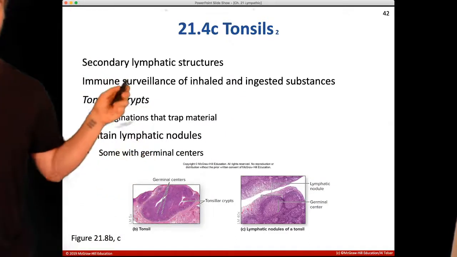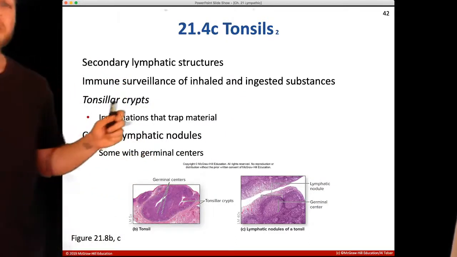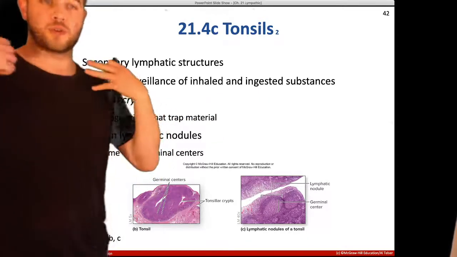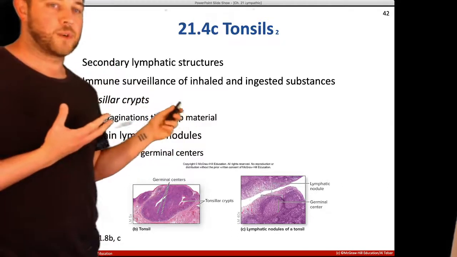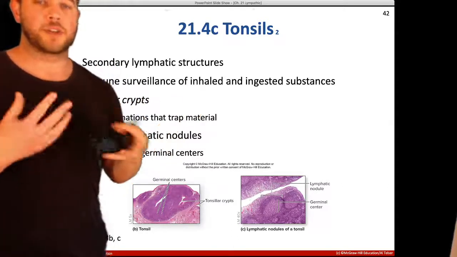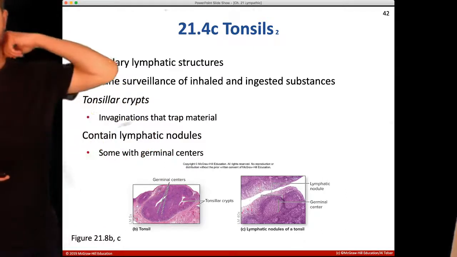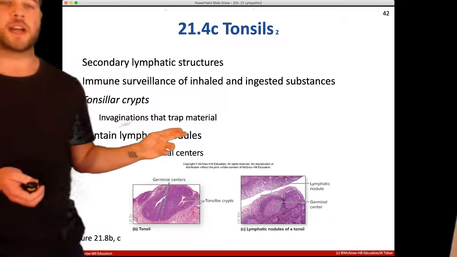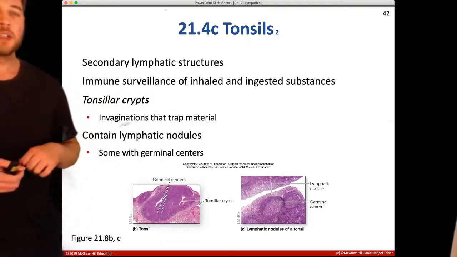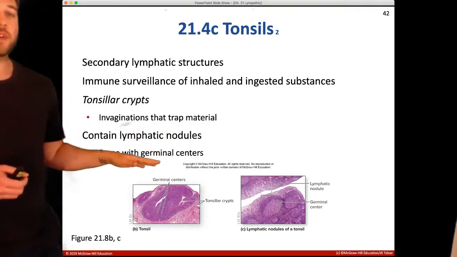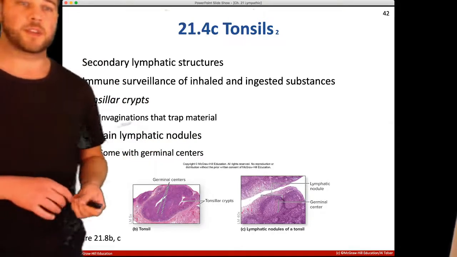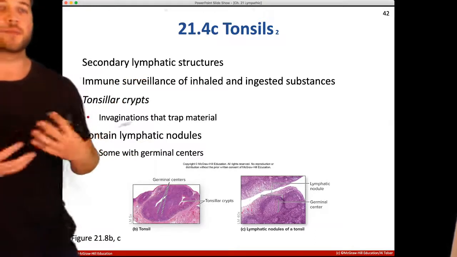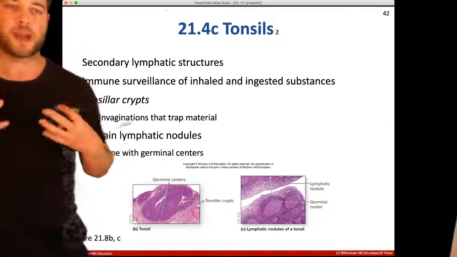These are secondary lymphatic structures. They provide immune surveillance of inhaled and ingested substances. So when you breathe things in, when you drink them, eat them, the tonsils are there to monitor them for any kind of pathogenic substances. They have tonsillar crypts, which are invaginations that work to trap material, and contain lymphatic nodules with some germinal centers. Okay, so these are unencapsulated, they're secondary lymphatic structures. They're there just to monitor any airflow, any pathogens that are passing through us.